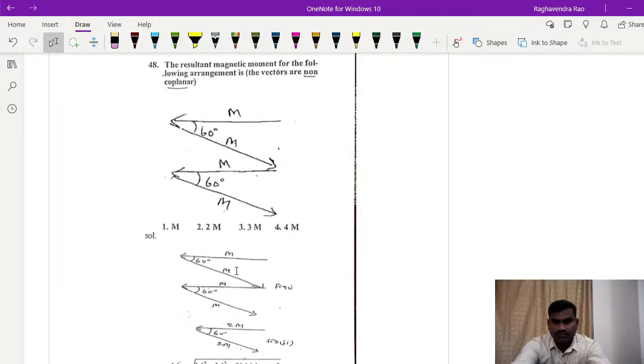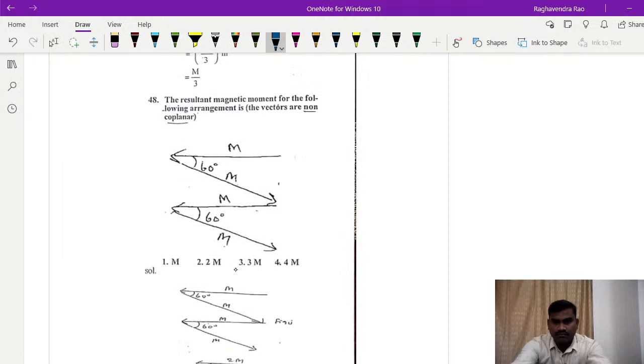Okay, so this is how we can calculate. You see this? This is one magnet and this is another magnet. This M and this M are along the same direction. Thus we can write it like this with magnetic moment M. This is M and this is also M. Now the resultant of these two will be 2M. The resultant of these two also will be 2M.